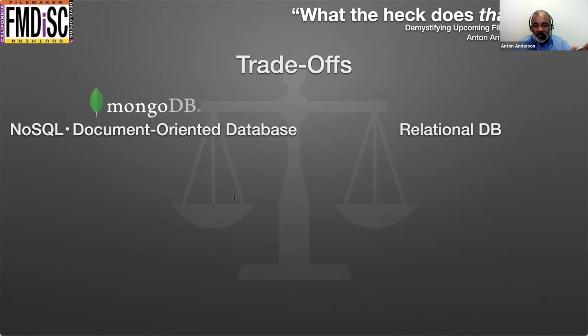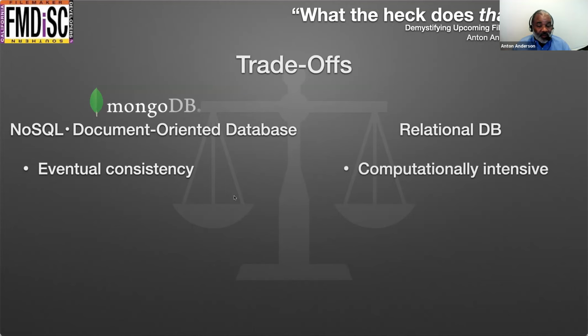When you look at trade-offs between relational databases and MongoDB and NoSQL databases, you do have this eventual consistency, which is a little bit different concept, and you have to kind of wrap your head around it. On the other hand, there are trade-offs for relational databases. They're computationally intensive. I mean, you've got to throw a lot of hardware at some of these things to make them go. Interestingly enough, in NoSQL databases, there are no joins. And you're like, well, wait, what the heck does that mean?